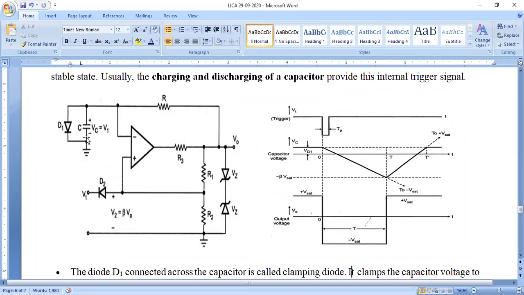That means here the capacitor charging voltage is mostly limited to 0.7 volts. That means if the capacitor tries to absorb additional voltage greater than 0.7 volts, the diode will be short circuited and this additional quantity will be short circuited through the diode. So for greater than 0.7 volts, the diode will be forward biased and the capacitor will get short circuited.